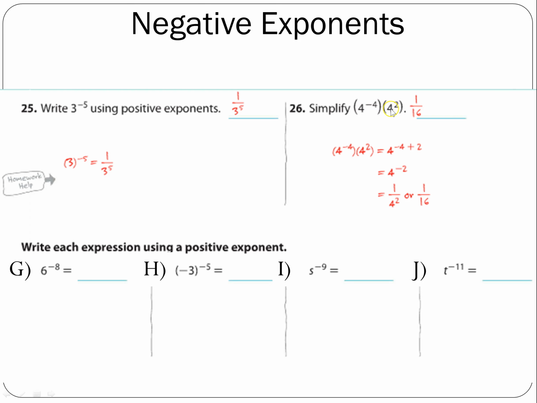4 to the negative 4th times 4 squared. So to get their answer, I have 4 to the negative 4. I'm multiplying exponents with the same base, so I add. Negative 4 plus 2 is 4 to the negative 2nd power. Change location. All right, 1 over 16. Sweet. When there is no exponent, the exponent is 1. Negative 5 times 1 is exactly.